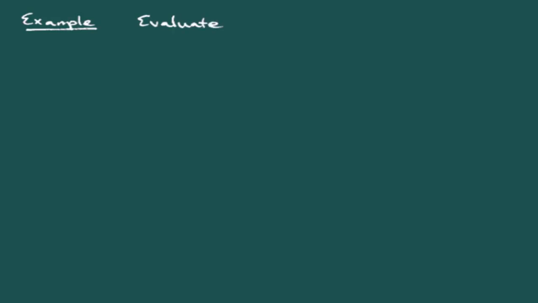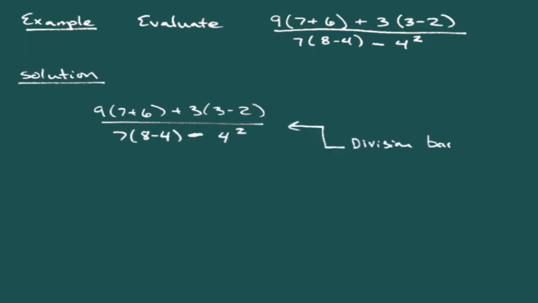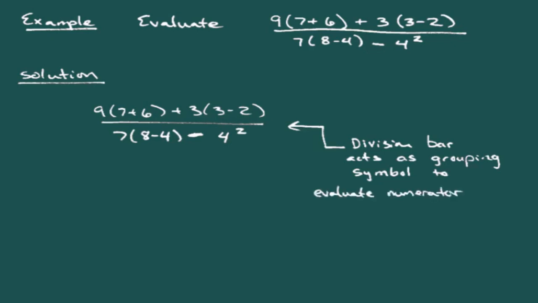Alright, so now let's try a little more complicated example. Suppose somebody wants us to evaluate an expression that looks like this. Well, one of the first things that we're focusing on is, again, we're seeing that division symbol, that division bar there one more time. It's going to act as our grouping symbol, and so that tells us that we're going to have to evaluate all the expressions in the numerator, then evaluate all the expressions in the denominator, and our last step will be to do the division.